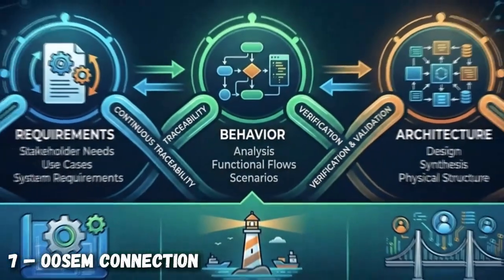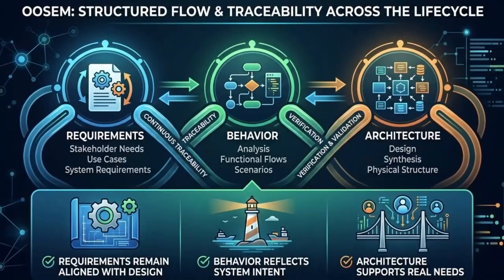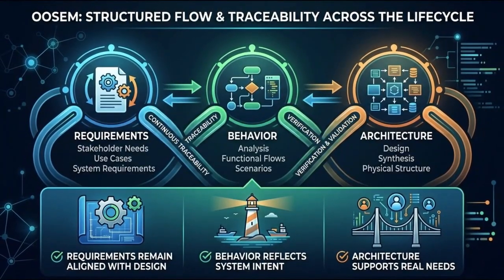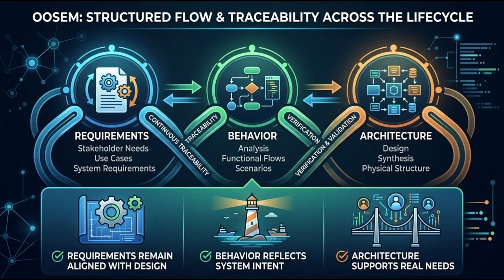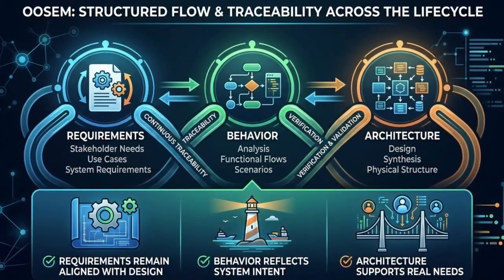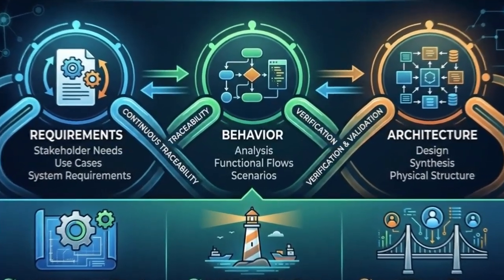This is also why structured methods like OOSEM emphasize traceability throughout the lifecycle. OOSEM doesn't treat requirements, behavior, and architecture as separate steps. It connects them through a structured flow. That ensures requirements remain aligned with design, behavior reflects system intent, architecture supports real needs.